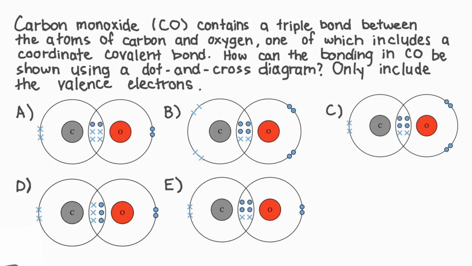Carbon monoxide, CO, contains a triple bond between the atoms of carbon and oxygen, one of which includes a coordinate covalent bond. How can the bonding in CO be shown using a dot and cross diagram? Only include the valence electrons.